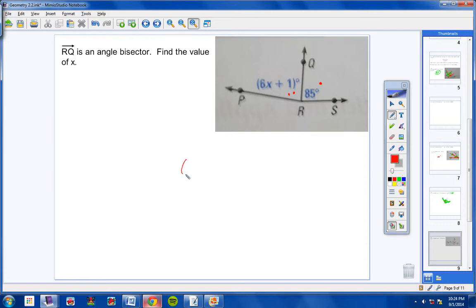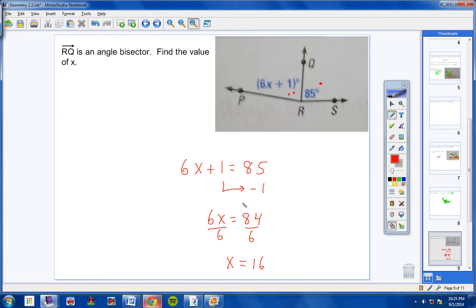all that I really need to do is take 6x plus 1 and set it equal to what? 85, because this angle here is congruent to this angle over here. And so let's go ahead and solve for x, bring the 1 over and make it a negative 1, and we're left with 6x equals 84, okay? And then divide both sides by 6, and x equals 16, because 6 goes into 84 16 times.